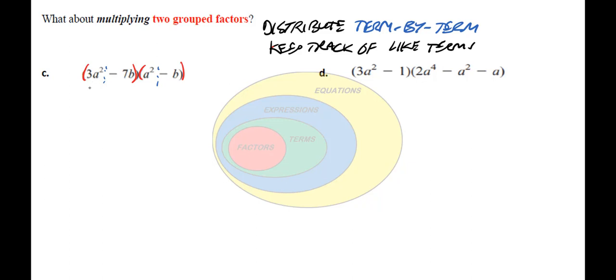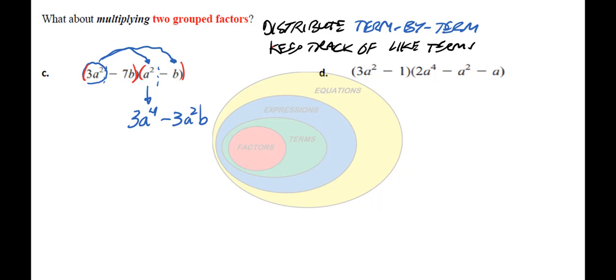The first term in the first factor, this 3a squared, I'm going to distribute that to the two terms in the other factor. So when I do that, I'm just going to write my answer underneath this first term here. 3a squared times a squared would be 3a to the fourth. The next term, 3a squared times negative b, would be a negative 3a squared b.